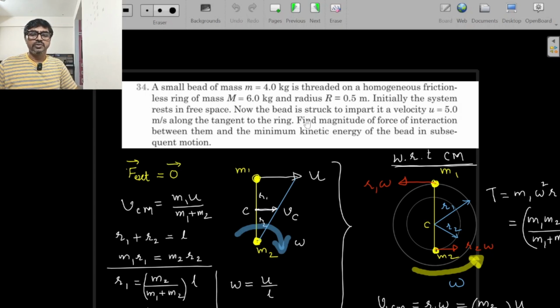What is the magnitude of force of interaction between them? Here there is no friction, meaning only normal reaction you will have, and that is always directed radially. And also subsequently the bead's minimum kinetic energy value. So there is a transfer of energy from bead to ring because of the interaction between them. There is no loss of mechanical energy here. But anyway, this is the question we have.